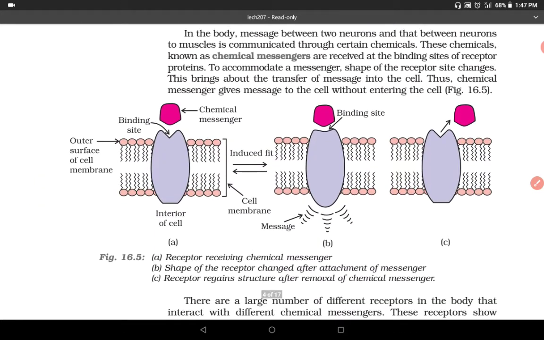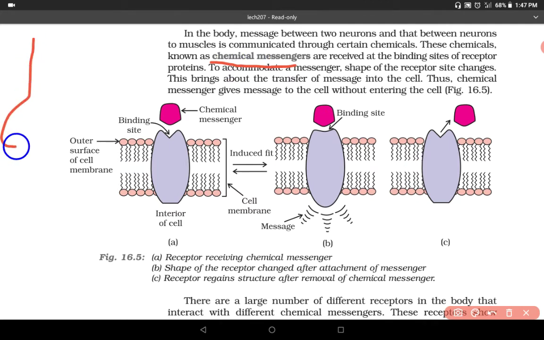In the body, messages between two neurons, and between neurons and muscle, are communicated through certain chemicals. These chemicals are known as chemical messengers. Actually, you know about this from the neural chapter in first year biology. Chemical messengers are very important.